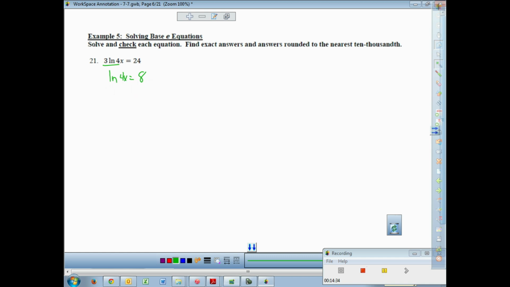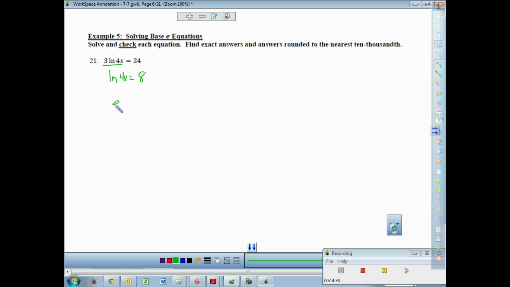How do we deal with these? What did you do when they were logs instead of lns? You can't drop the logs. Why can't you drop the logs? There's not logs on both sides. Where's the x at? Is it in the argument or is it upstairs? It's in the argument, right? There's a way to get the argument all by itself, though, is to do what? Rewrite it exponentially.